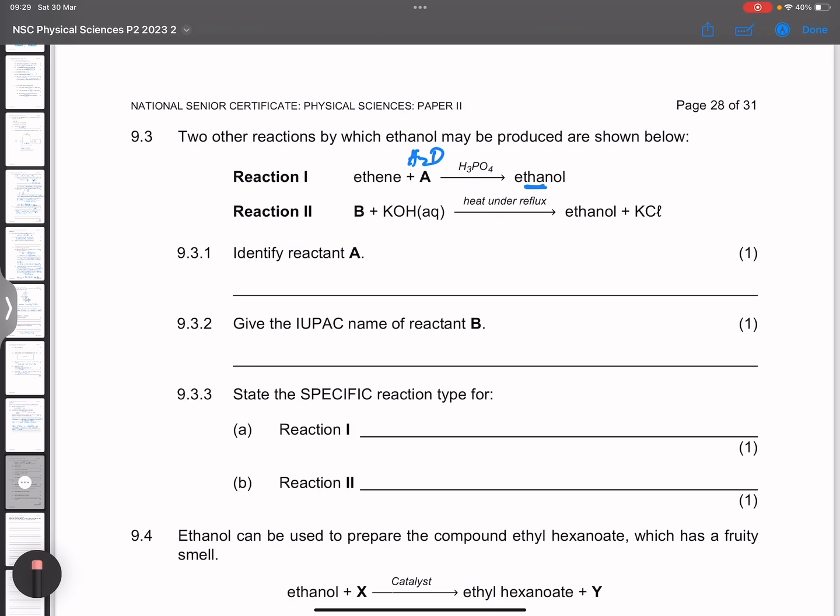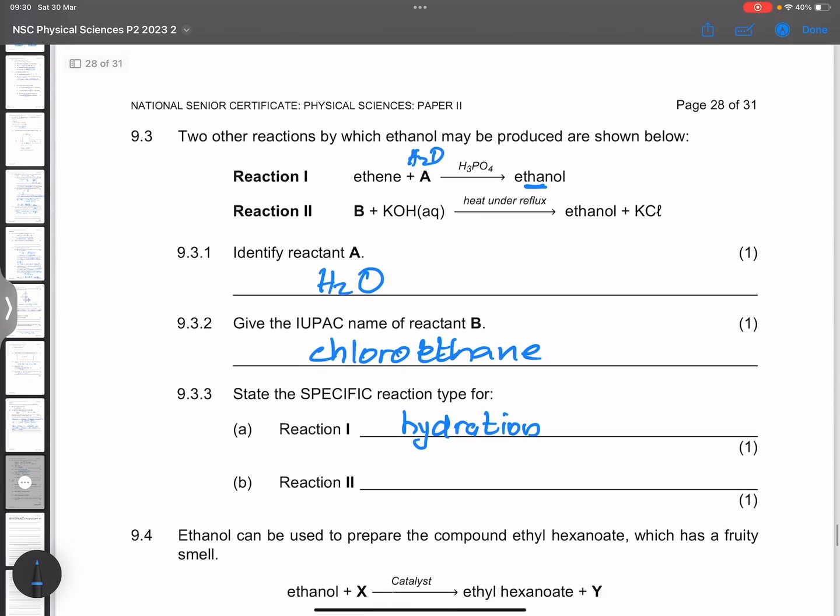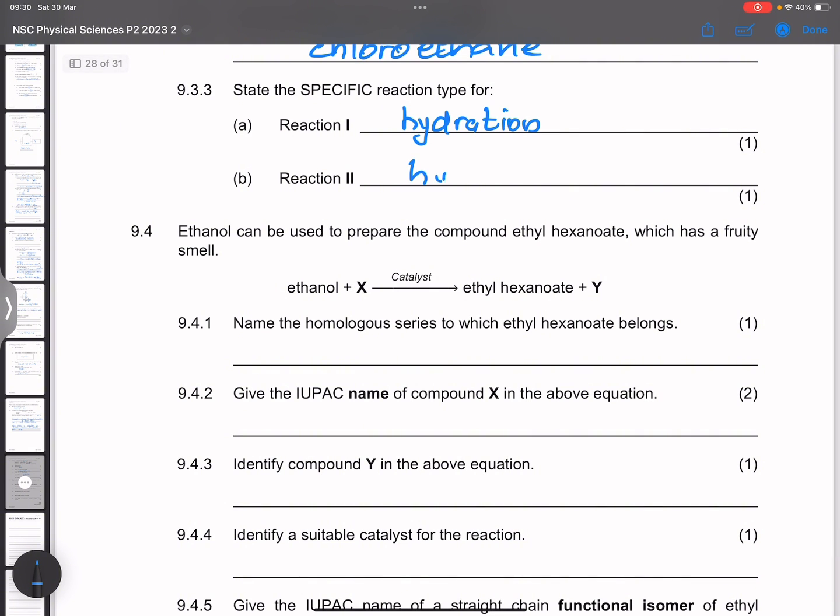Now they say to us identify reactant A. So that would be water. So that's H2O, or you can write it in words and say water. And then give the IUPAC name of reactant B. I did say that must have been chloroethane. Okay, that's chloroethane. And then they say state the specific reaction for reaction 1. Please note that must have been a hydration reaction. They said specific, so that's definitely going to be hydration. And of course, reaction 2 must be hydrolysis, right? Okay, so that's going to be hydrolysis.